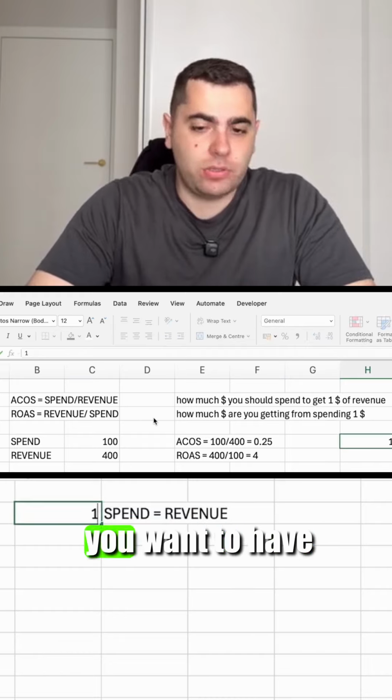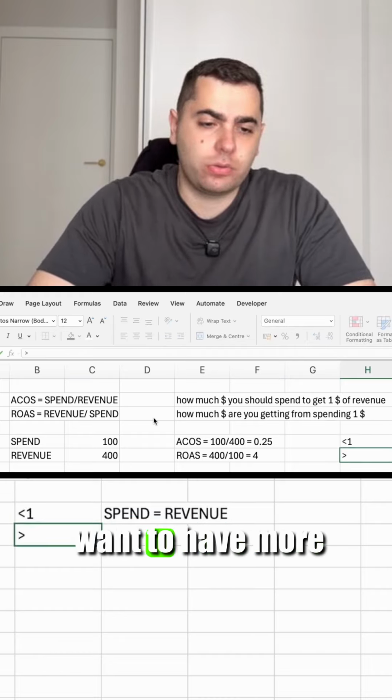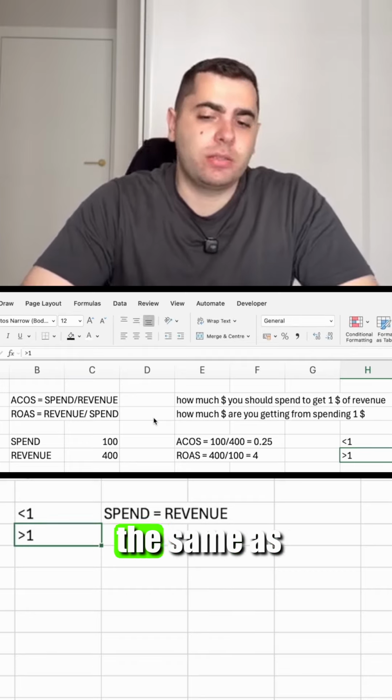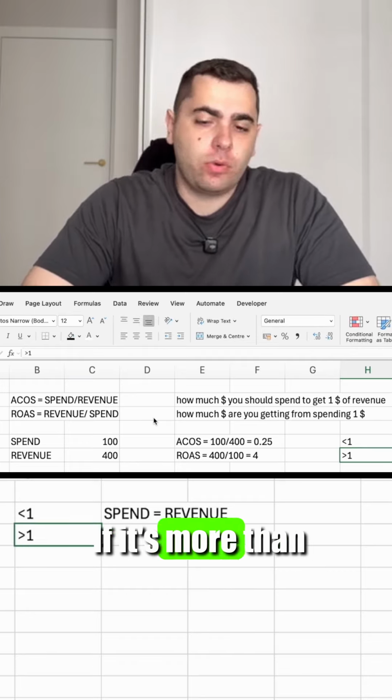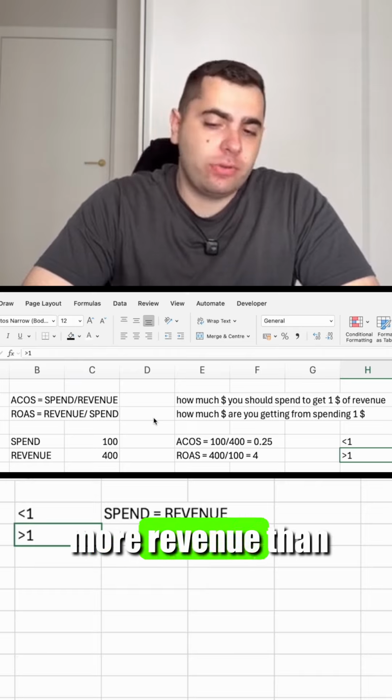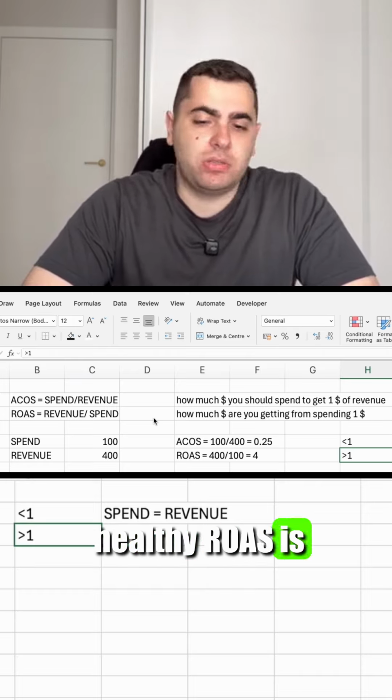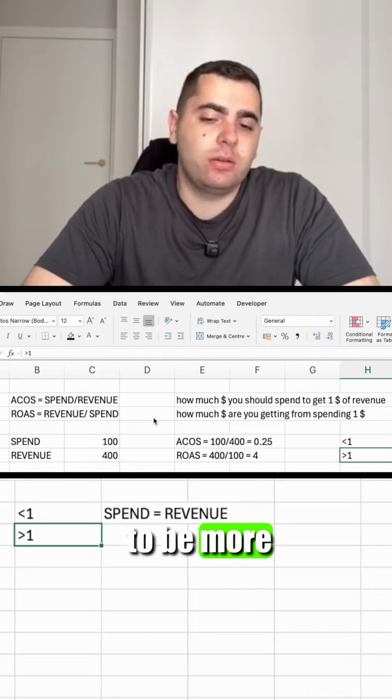At the same time, when you calculate the ROAS, the value should be more than 1, right? So in this case, you want to have less than 1. In this case, you want to have more than 1. If it's equal to 1, it's the same, right? You're spending the same as you get in. If it's more than 1, it means that you're getting more revenue than you're spending. So for different niches, the healthy ROAS is different, right? But you want it to be more than 1.